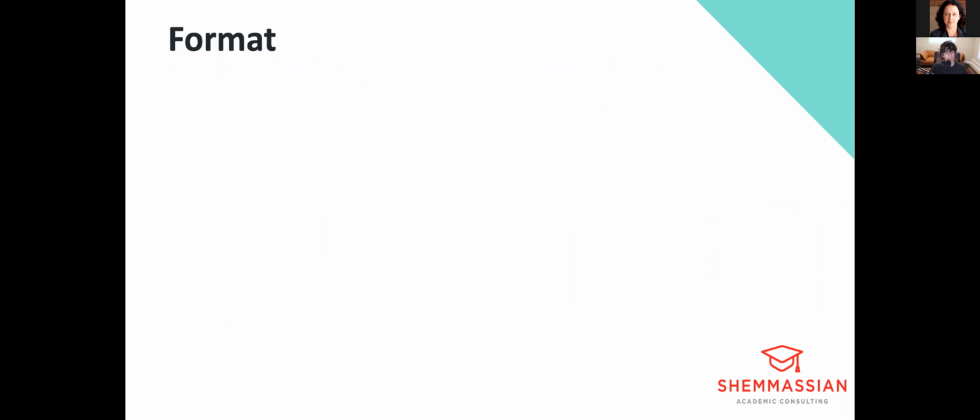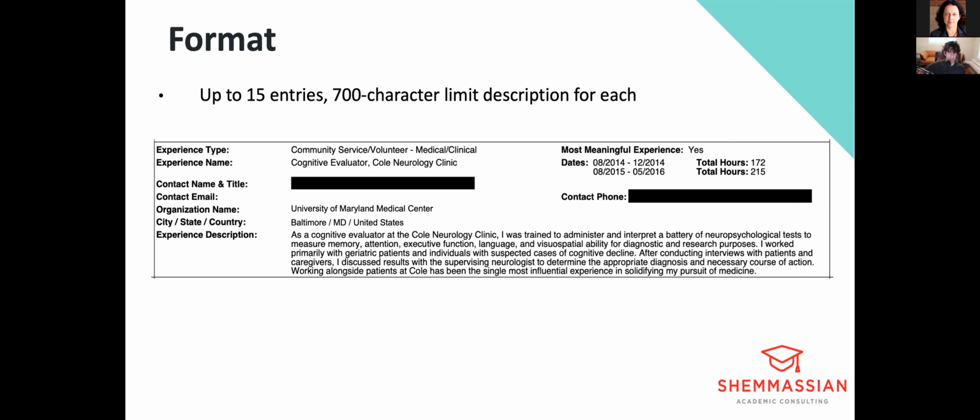Okay, so what is the format? Essentially, you are given up to 15 entries. They give you 15 slots for these entries. You don't have to fill all of them. That's a common concern that students have, which we'll talk about too. And for each of these 15 entries, you're given a 700 character limit to write a description.